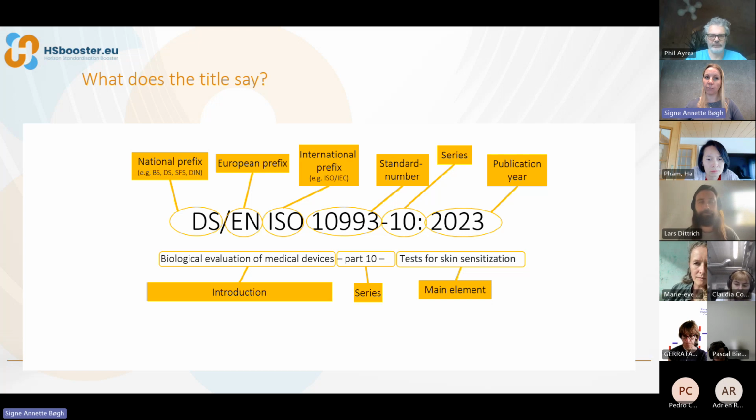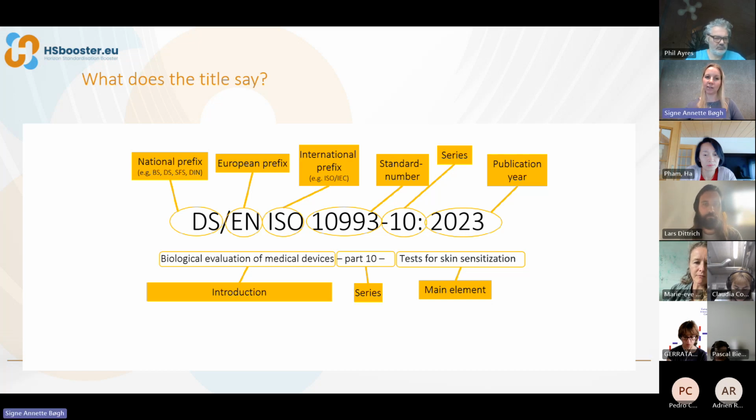Then these standards, they have a number. Oftentimes this number is completely random, so you cannot really read anything by just having the number. But it's easier, of course, to find the standard if you know what is the number you're looking for.